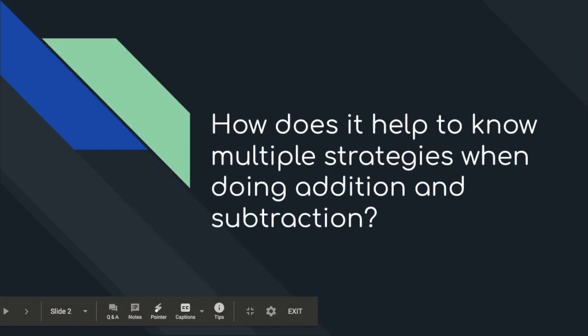All right, so for our addition and subtraction unit, we've been asking the question, how does it help to know multiple strategies when doing addition and subtraction? So I want you to think about that question again just for a second. I've had a lot of answers all about how every question is different, and we can't always just use the same strategy over and over because it might not work for every single question. So we need to be able to read that question, think about all those strategies in our math toolkit, and choose the one that works the best for us and our brain and for the question.